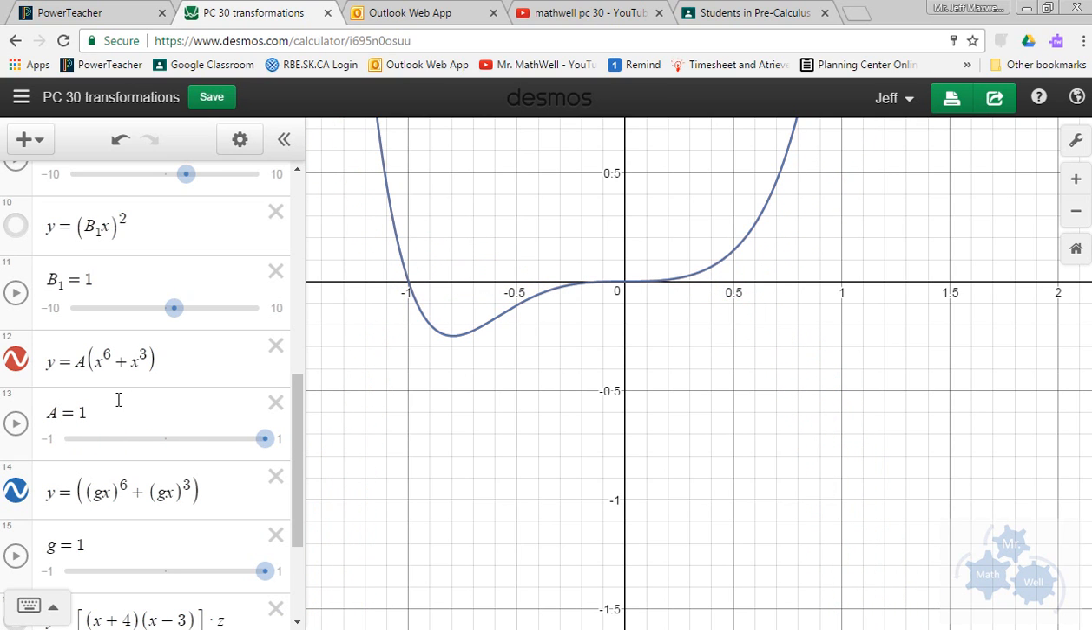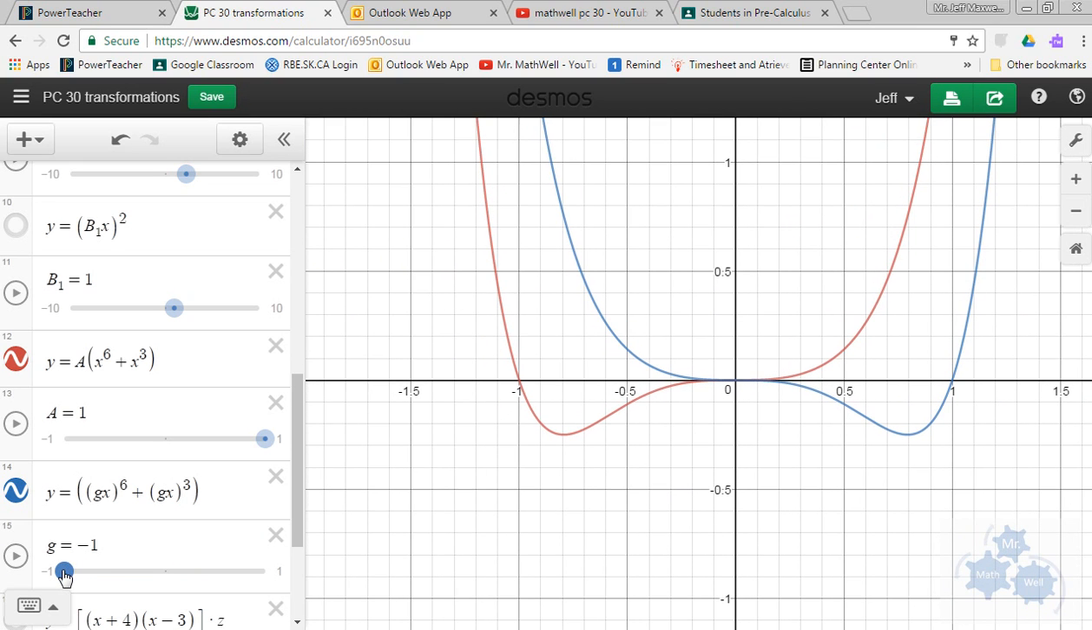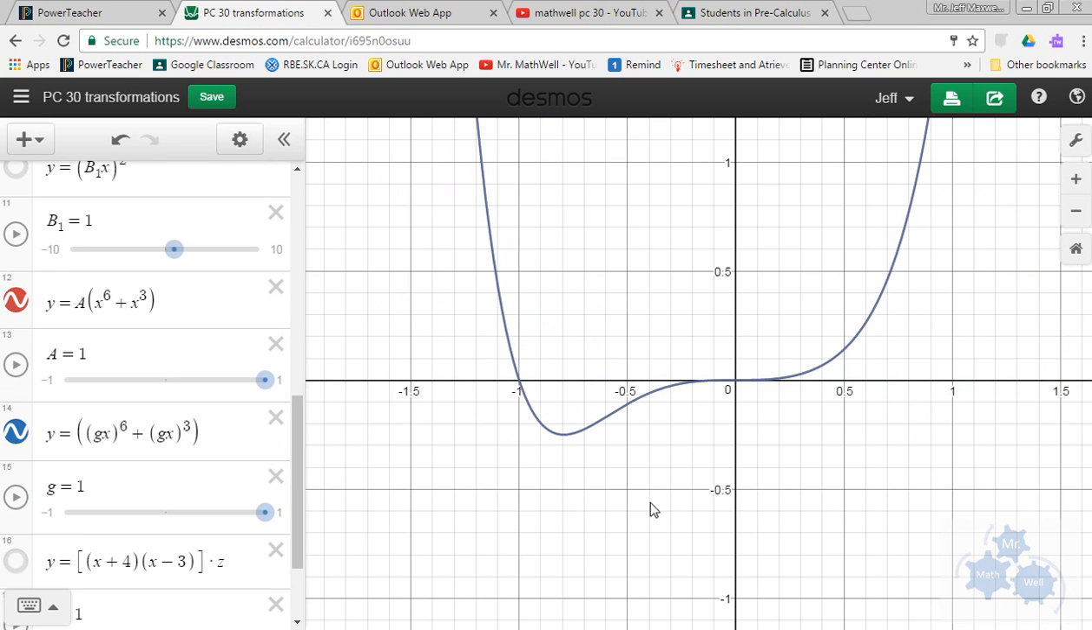Oh, just psych. Changing the wrong one. Okay, here it is. Ready? Look at that. Is that beautiful? I tell you, there's just some beauty with these, majestic. I like that word too. Look at that. Flipping left to right.